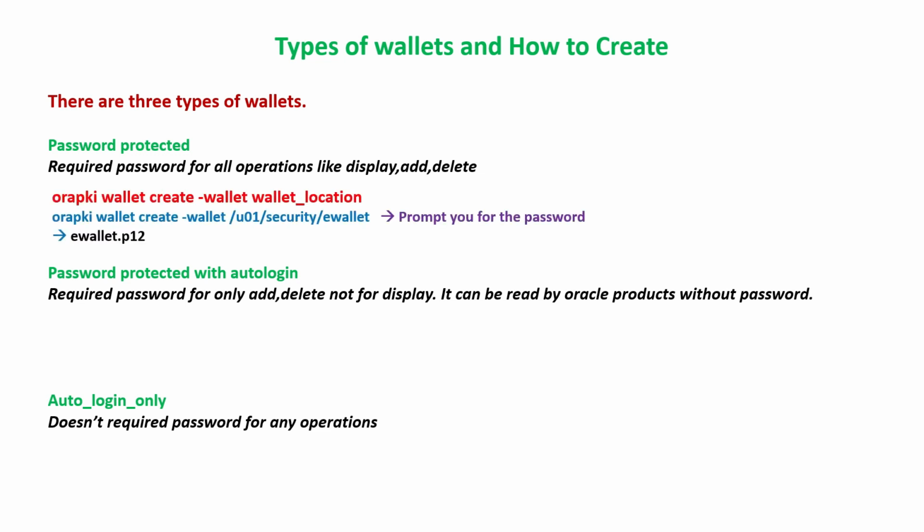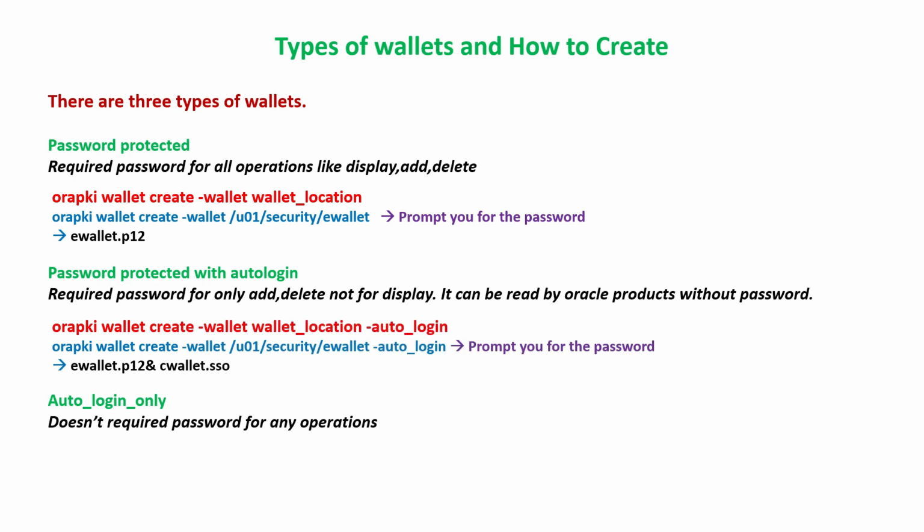So the command for the password protected wallet is orapki wallet create -wallet and the location of the wallet. For example, you can see orapki wallet create -wallet and the location of the wallet is given as /u01/security/ewallet. So this will create a folder with the name ewallet, and inside that it will create a file ewallet.p12. And this is the first case, when you are going to create a wallet with the password protected. When you run this command, it will prompt you for the password. That password will be for your ewallet, or otherwise you can specify it with the -pwd option as well.